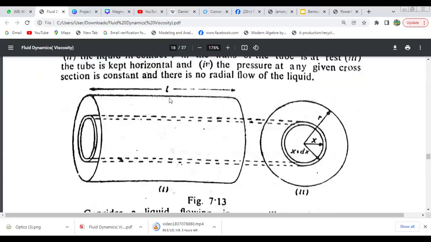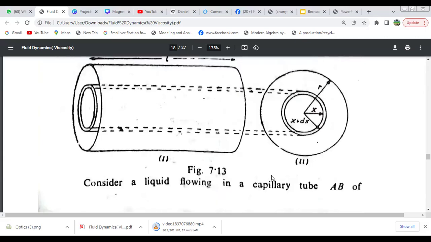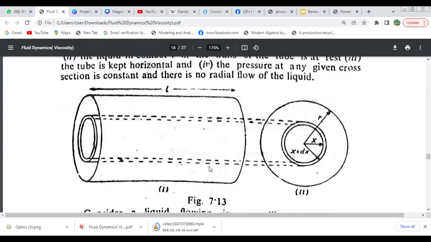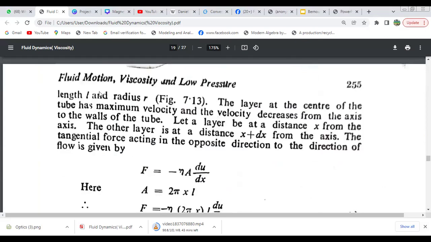This is actually the length L, and this is the tube. So this is actually the circular part of the tube, and this is the center X, and this radius will be R. And within the radius, we can draw another circle. So consider a liquid flowing in a capillary tube AB, actually capillary tube AB, of length L and radius R.